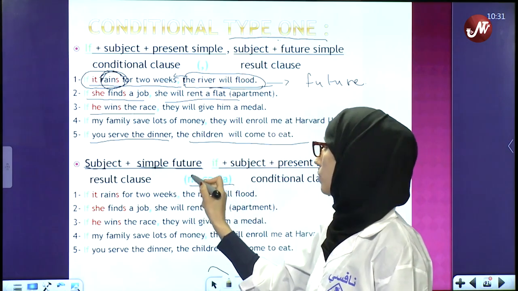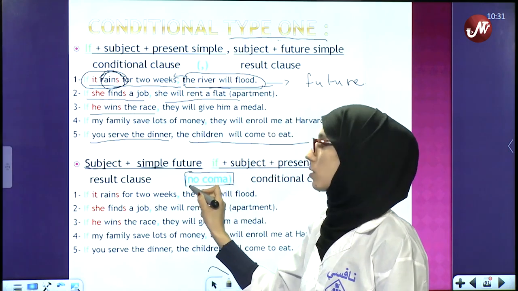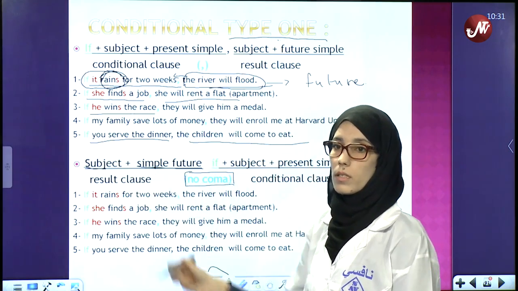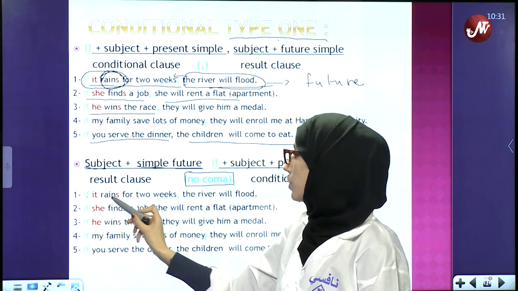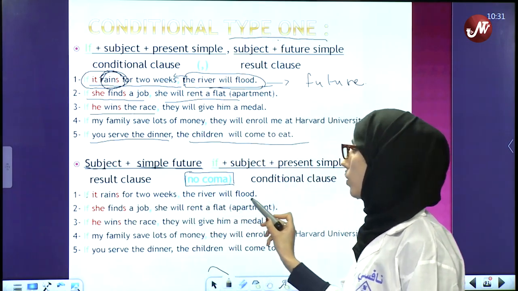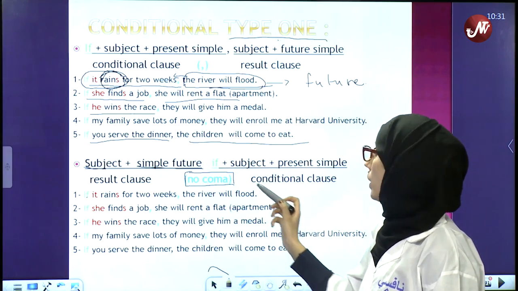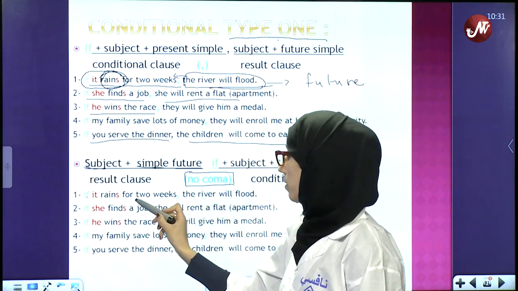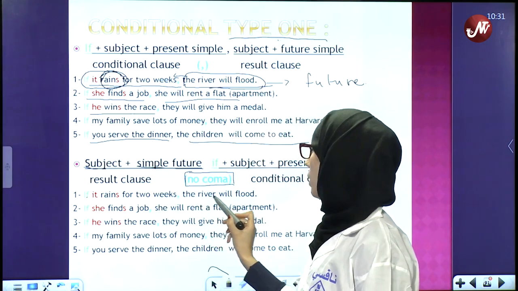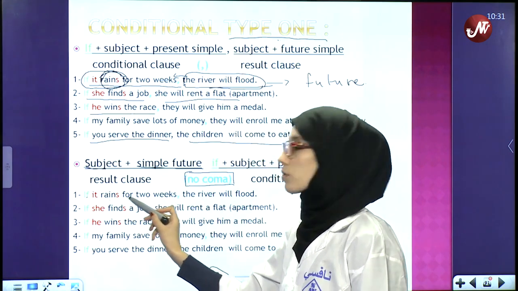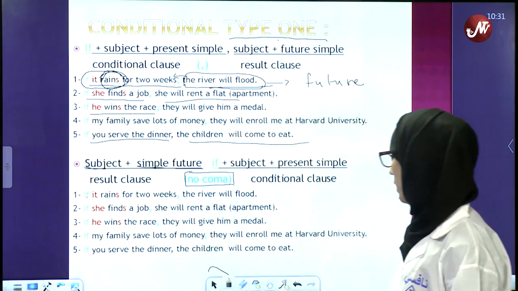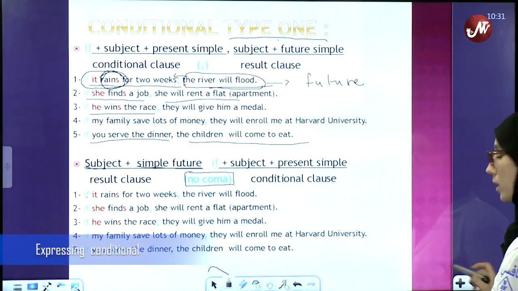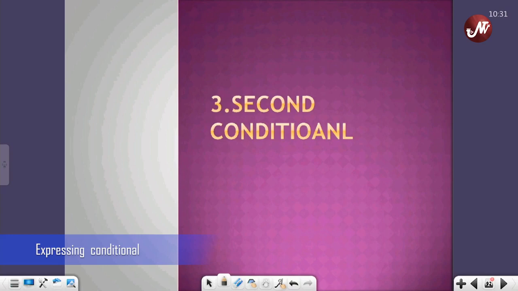Here, no comma between the two clauses. Why? Because we have started with the result clause. Great, let's see the sentences here. If it rains for 2 weeks, the river will flood. If we change this with this, we say the river will flood if it rains for 2 weeks, and we don't have to use a comma between the two clauses. Understood? Okay, let's move to another part.